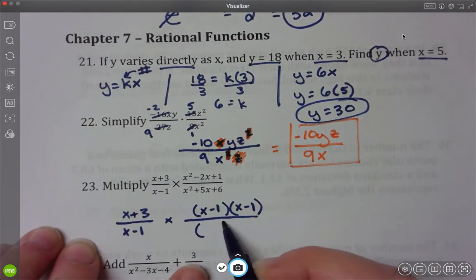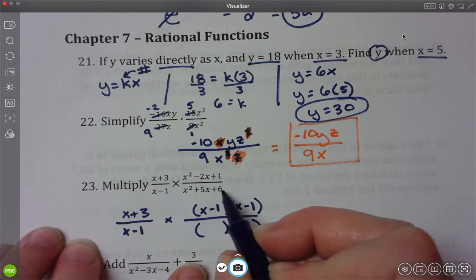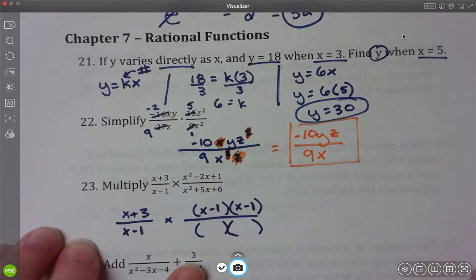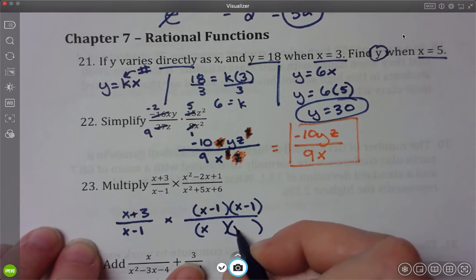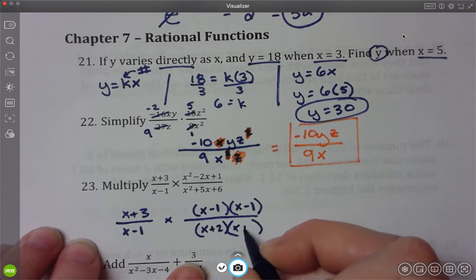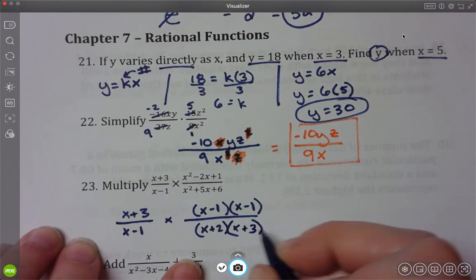On the bottom, I ask, what can I multiply to get 6 when I add them, give me 5? Multiply to get 6, add to get 5. That's going to be positive 2 and positive 3. 2 times 3 is 6. 2 plus 3 is 5.